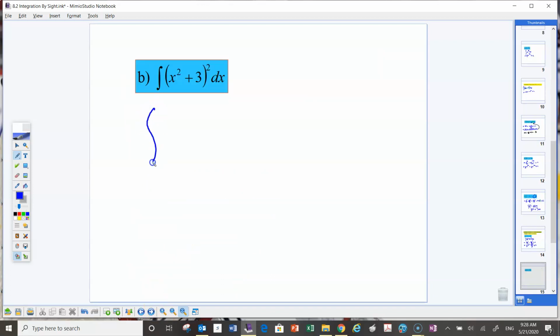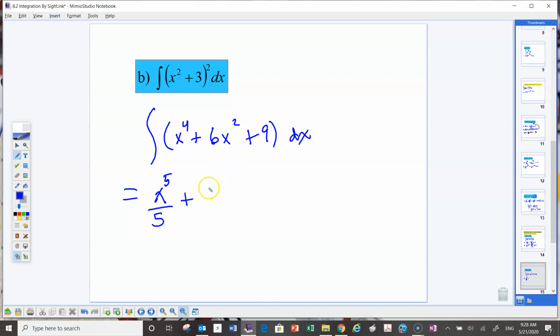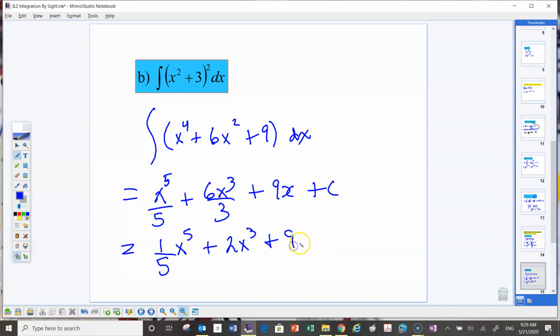In this particular case, you would have to FOIL out and get x to the 4th plus 6x squared plus 9 dx. Remember, to FOIL out, you have to get that middle term. And now, it would be x to the 5th over 5 plus 6x cubed over 3 plus 9x plus constant. So my final answer, 1/5 x to the 5th plus 2x cubed plus 9x plus a constant.